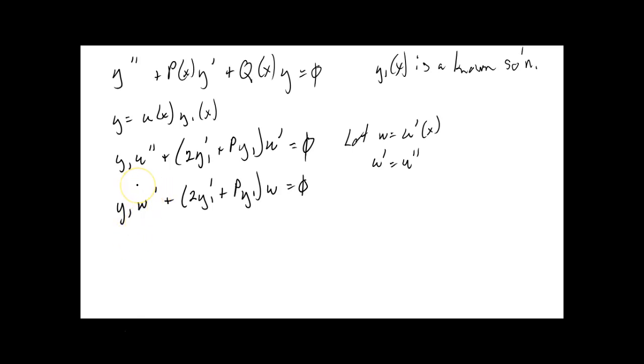Here's my impression of how they're separating these. It's y1 times dw dx, that's the only variable here, dx, plus, and what I'm going to do is write this is equal to a minus 2y1 prime plus p y1, all a function of x, times w. I brought the minus sign up front.